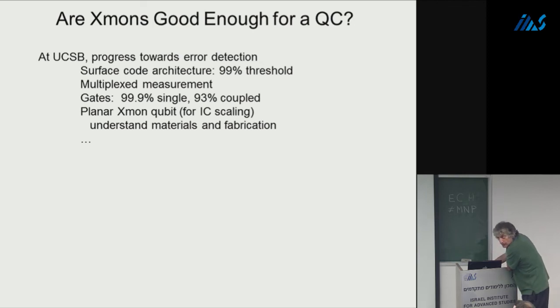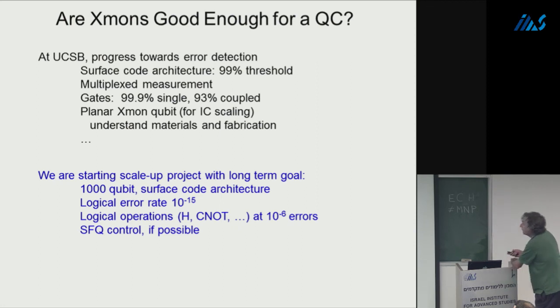Now, where are we heading with this? We're trying to start up a scale-up project, and this is its long-term goal. We want to make hundreds to, say, 1,000 qubits in a surface code architecture. Right now, with the technology we have, let's say 20 qubits doesn't bother me at all. We could do that in a month if we wanted to do that. To get 1,000 qubits, we'll have to invent a bunch of stuff. I kind of see a path to do that.